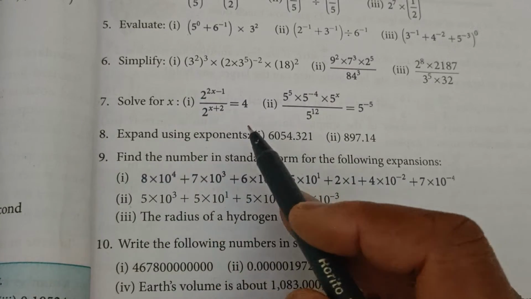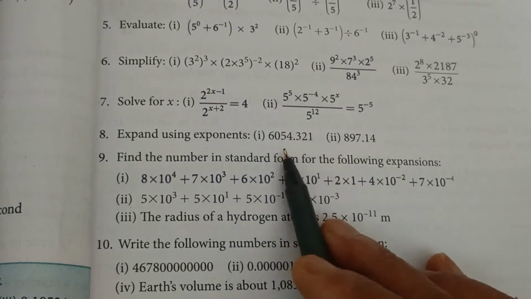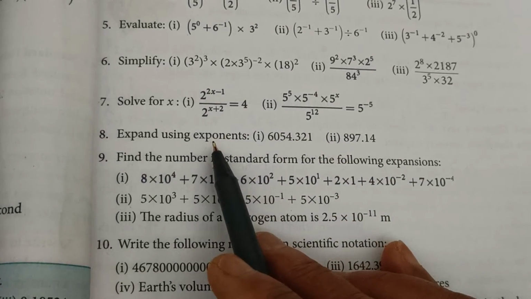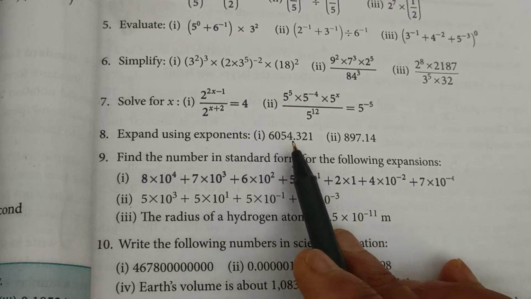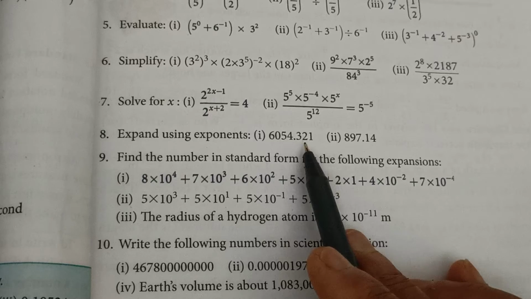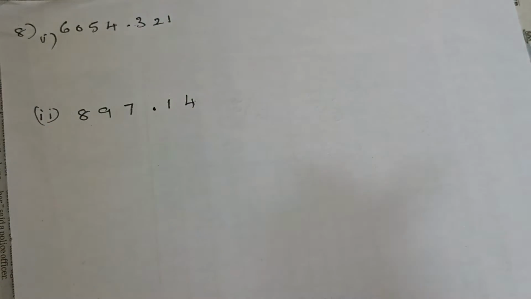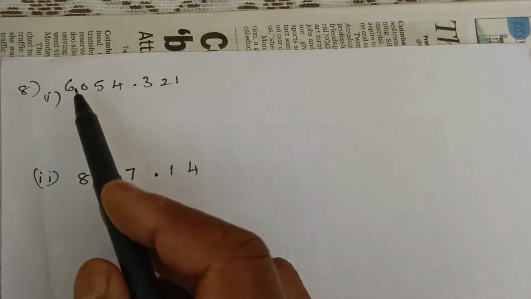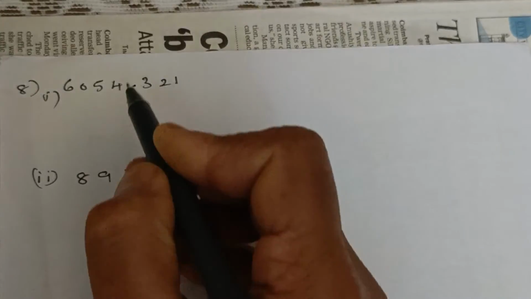Expand using exponents. Exponents means powers. These decimal numbers we have to write in the form of an exponential form by expanding it. What is this number? 6054.321. So this expansion we have already done in the junior classes. How do you expand it? This is just by multiplying the place values. Let us put the place values first.